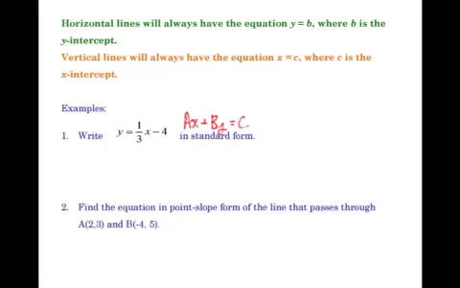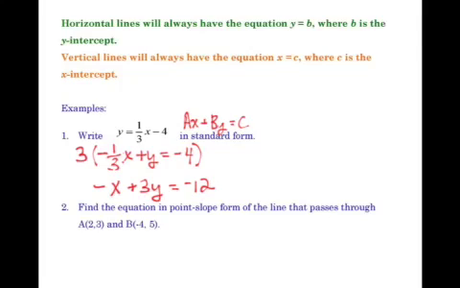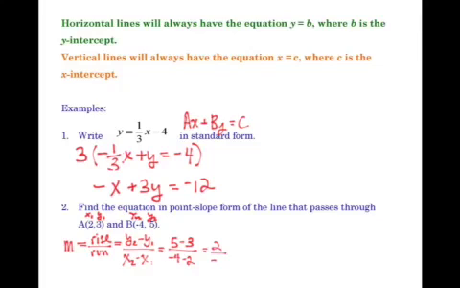We can also take things and write them in standard form by getting all the variables to one side and our numbers on the other side. If I do that, we can do some manipulation. If I multiply by 3, this gets me my -x plus 3y equals -12. And now for the next one, I'm given 2 points. I calculate my slope as you've done before, y2 minus y1 over x2 minus x1, which gives me my slope of 2 over -6, which is -1/3.